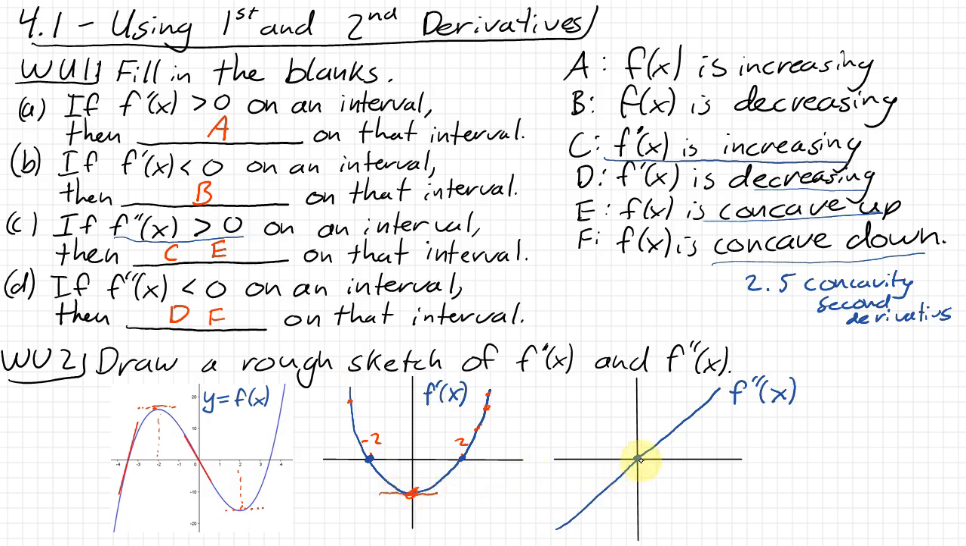There the slope is 0, so f double prime should be 0. And here there's positive slopes, so that makes f double prime positive at these values of x. And I should point out that there's other possibilities for the way this could be drawn, depending on how you're interpreting the shape of this.